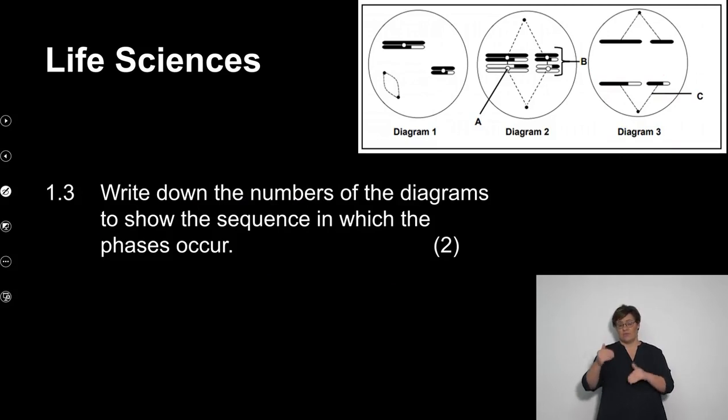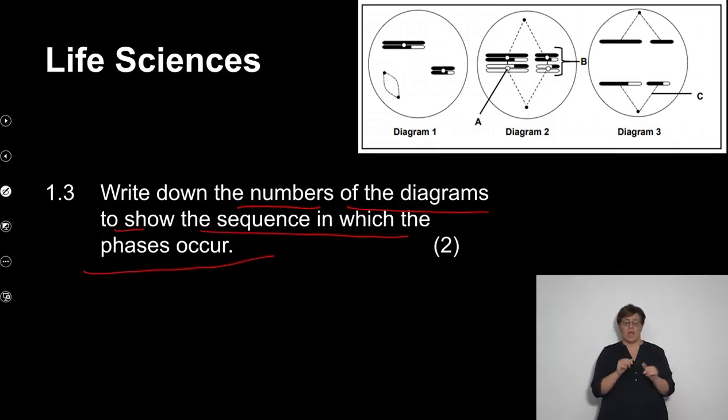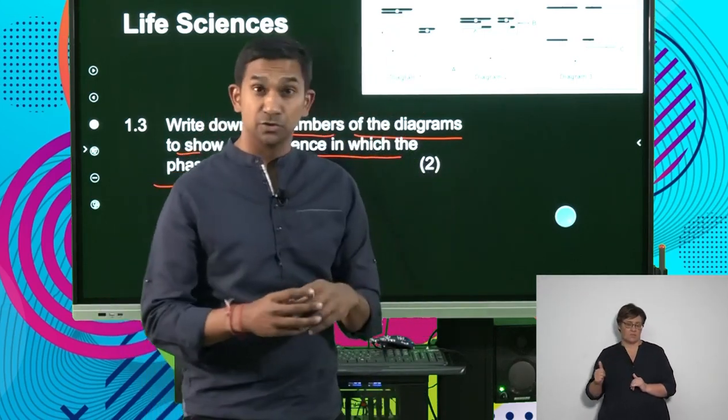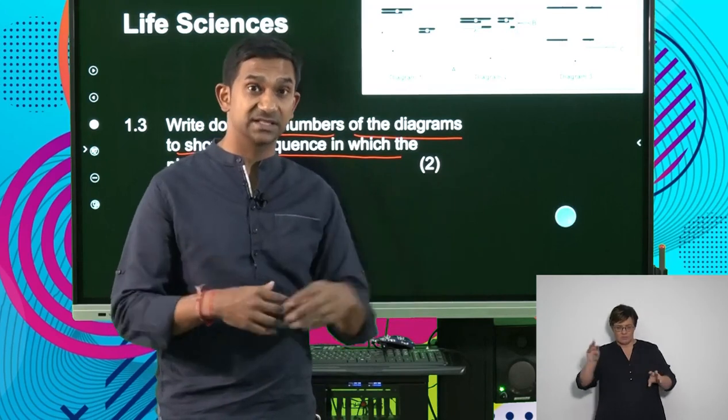Let's move on to 1.3. Write down the numbers of the diagrams to show the sequence in which the phases occur. Now guys, here you're seeing 3 different cells, probably in a sequence, not necessarily showing all the cells in the sequence.